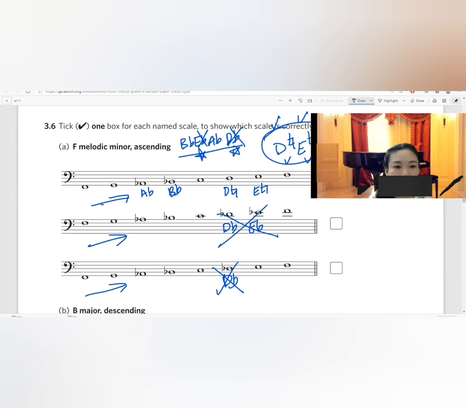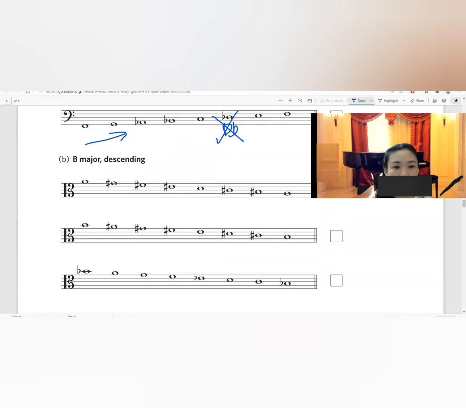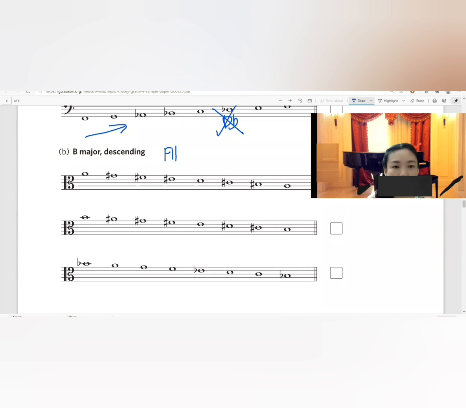Let's look at the next one. B major descending. If this is a major key, it'll be much easier. It has 5 sharps, F, C, G, D, A. Sorry, I said flats, but there are 5 sharps. So if this is B major, the first note should be B, but this one is C, D, E, F, G, A. This is A, so this is out. This is wrong.